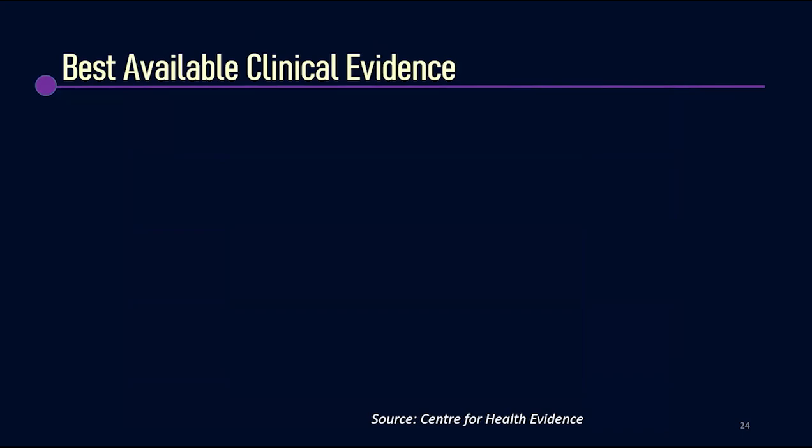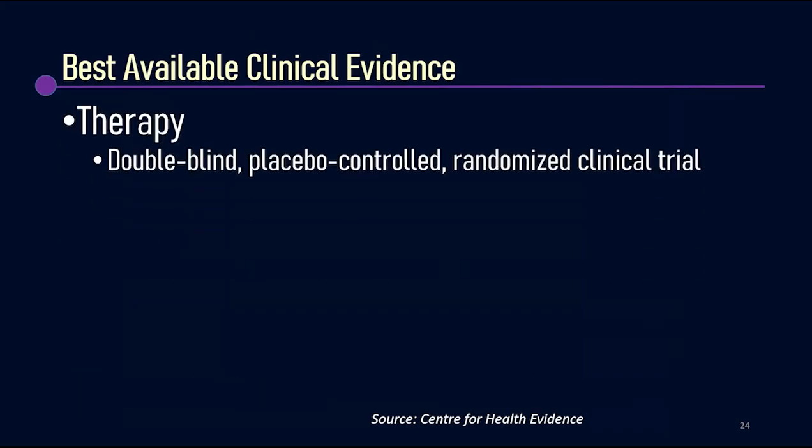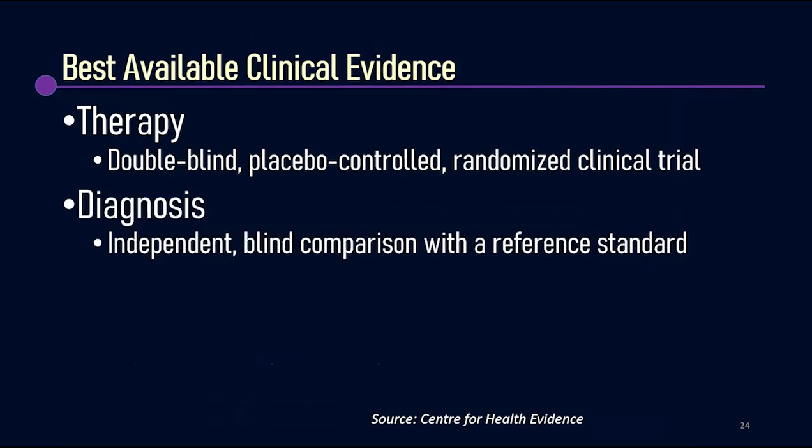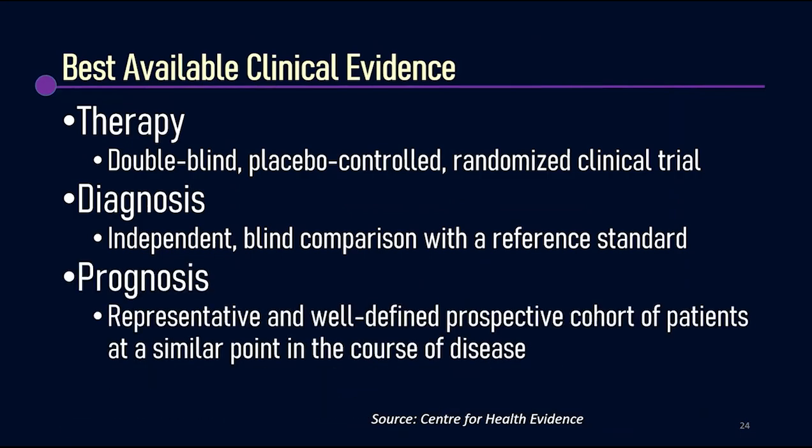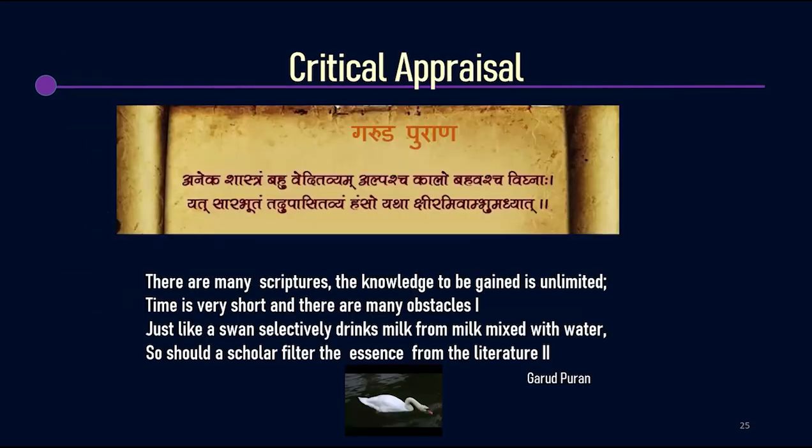Now let's go to the best available clinical evidence. For therapy, double-blind placebo-controlled randomized control trials are the best. For diagnosis, independent blind comparison with a reference standard is preferred, whereas for prognosis, you should resort to representative and well-defined prospective cohort of patients at a similar point in course of the disease.